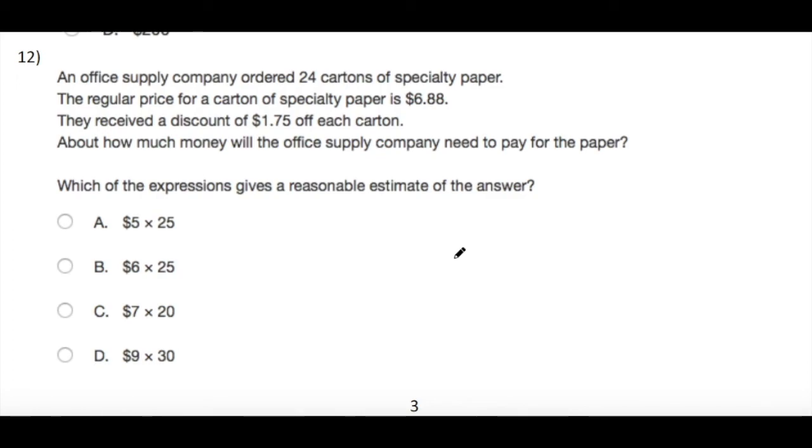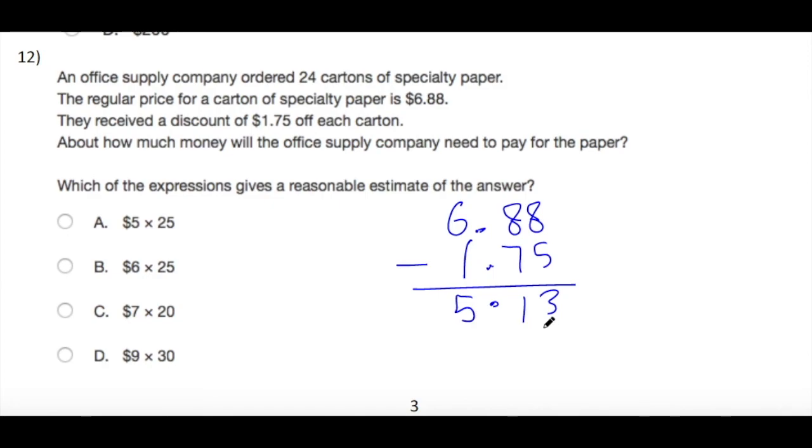First, we have to calculate the cost, which is 6.88 minus 1.75. The point down, and here 8 minus 5 equals 3, 8 minus 7 equals 1, and 6 minus 1 equals 5. So 5.13 is the cost. Now, we multiply 5.13 by how much? By 24, because it's 24 cartons. So now, by estimation, we can make it 5, and here we can make it 25, so it will be A.